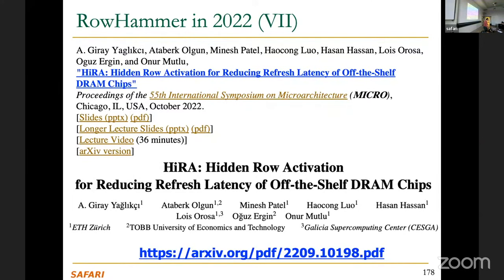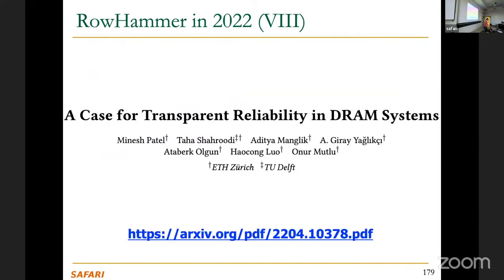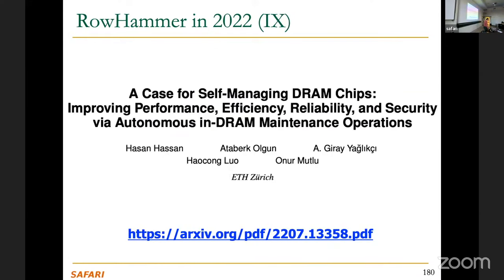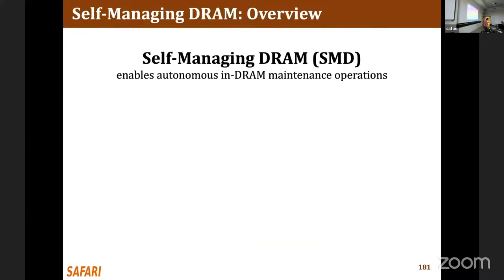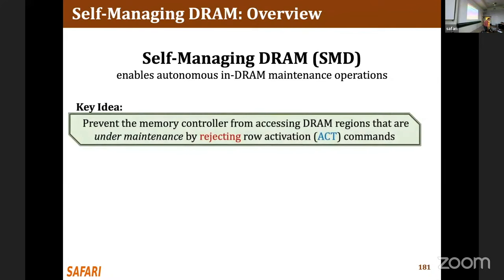So we've been doing works also. This is our work. And we've been writing papers that talk about more transparency in the memory system. Let me talk about this solution relatively quickly. So it's an idea that's actually more general. We call it the self-managing DRAM chips. The basic idea is to enable autonomous operations in DRAM.